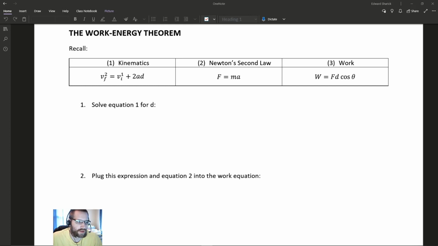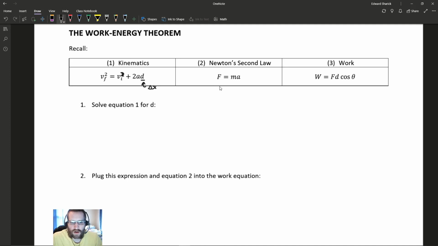We're going to start with a few of the equations that should look familiar to us that we've done in the past. The first one of these is from kinematics: v final squared equals v initial squared plus 2a delta x. This is our distance, our displacement delta x, right? So we learned that a long time ago.